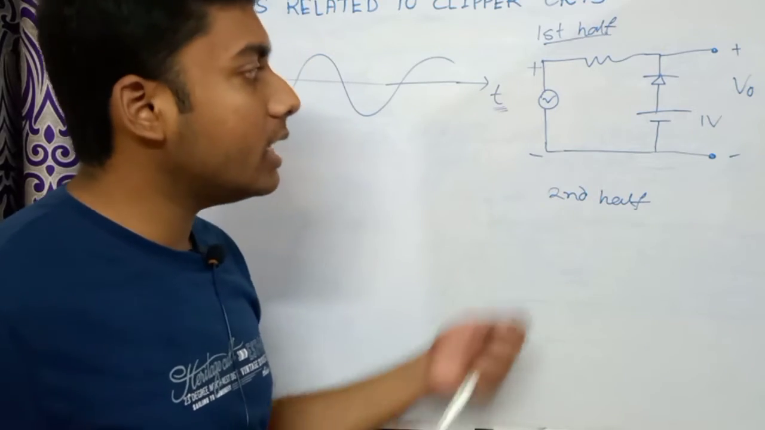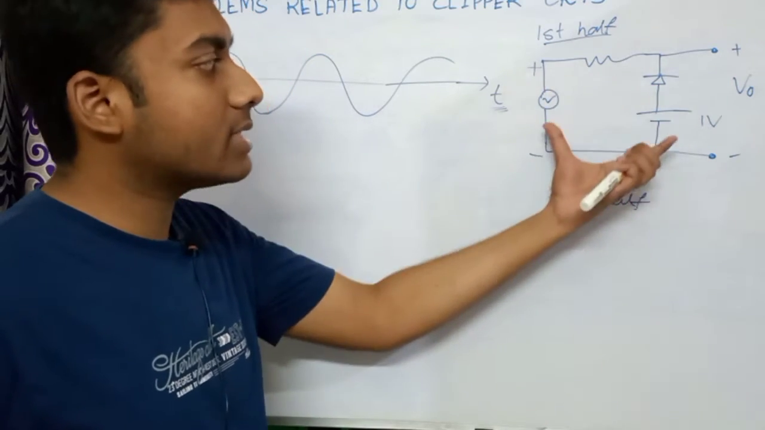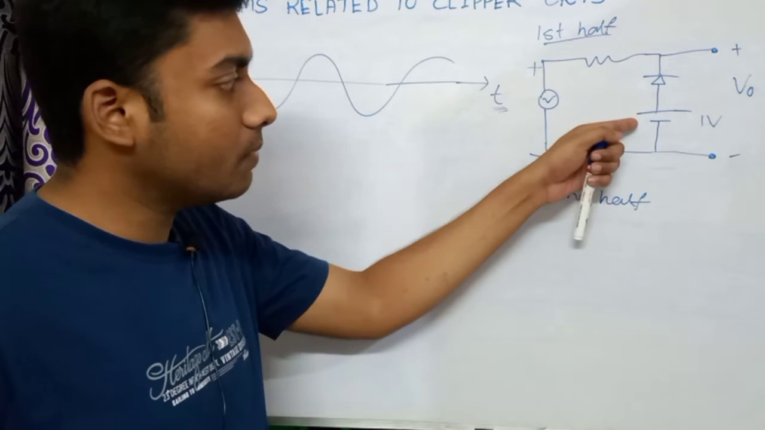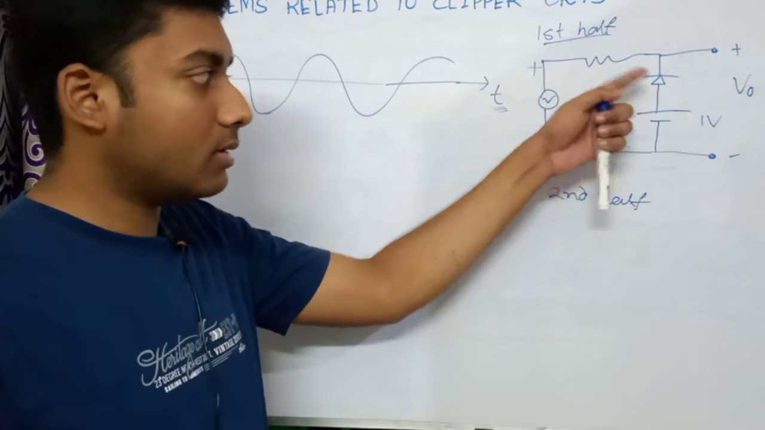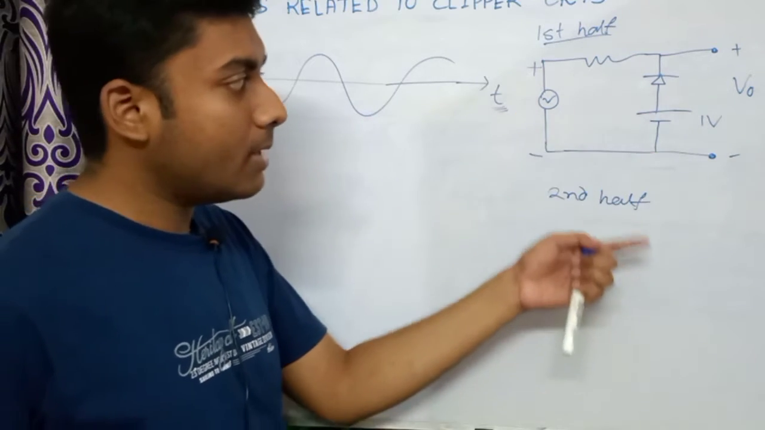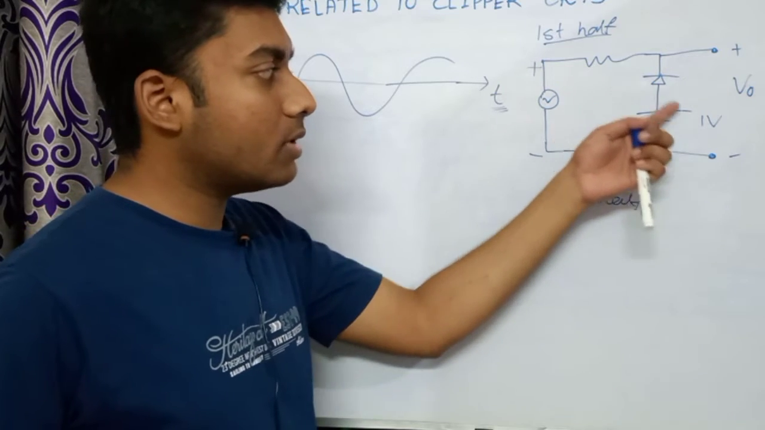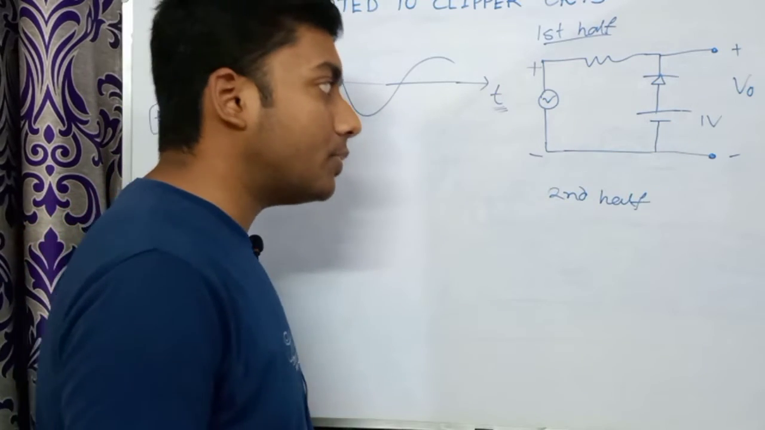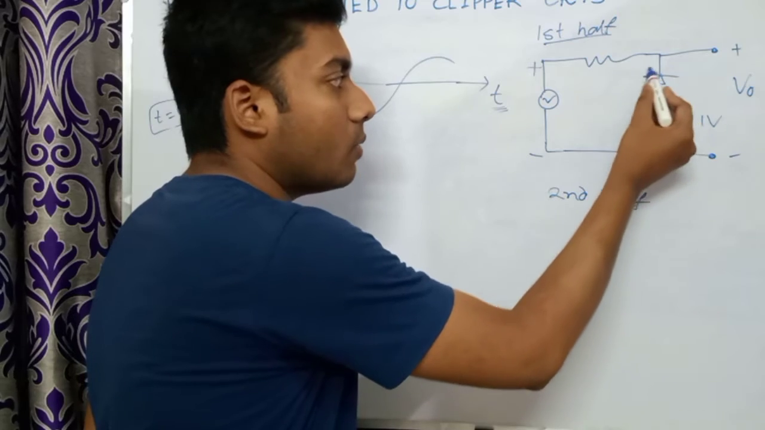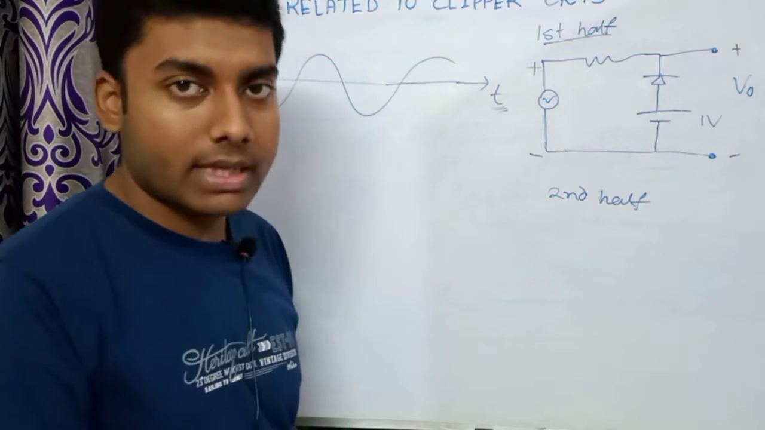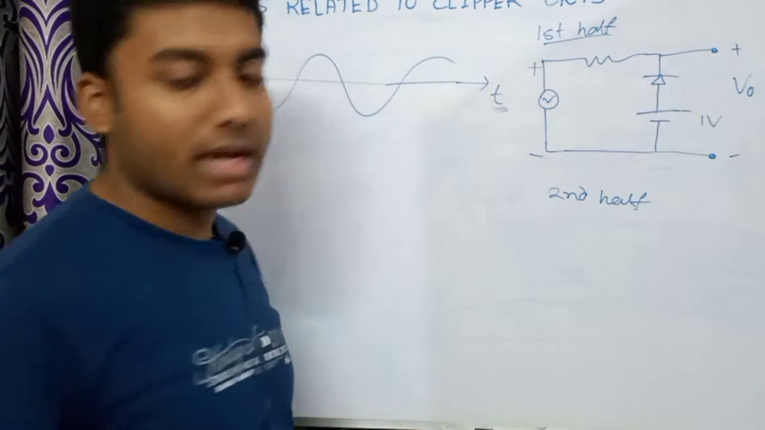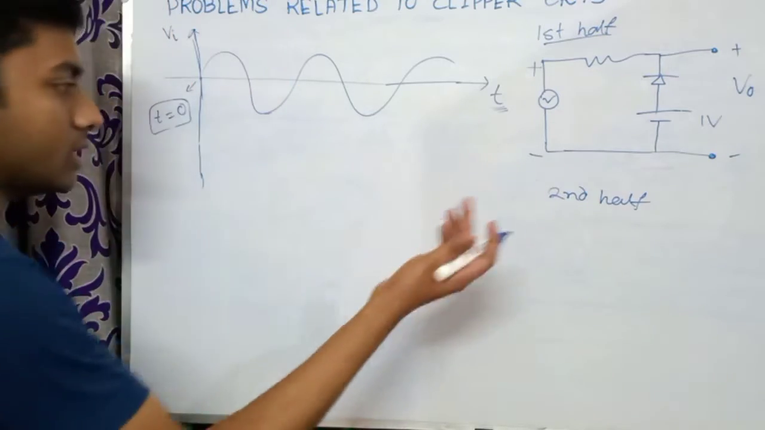That means the only source available in this circuit at t equals 0 is this battery. So now we have to consider only the battery at t equals 0. Due to the battery, this diode will now be in forward bias condition. And we know that in forward bias condition, what is forward bias condition?